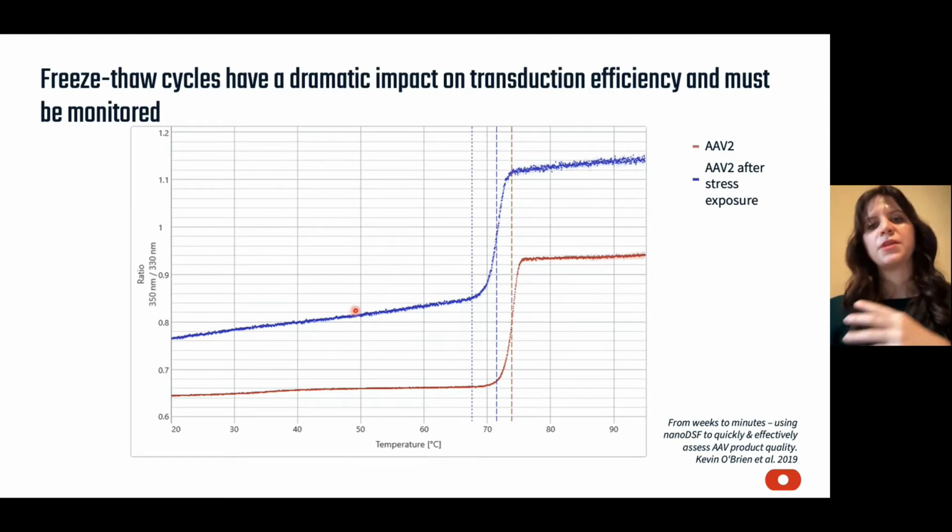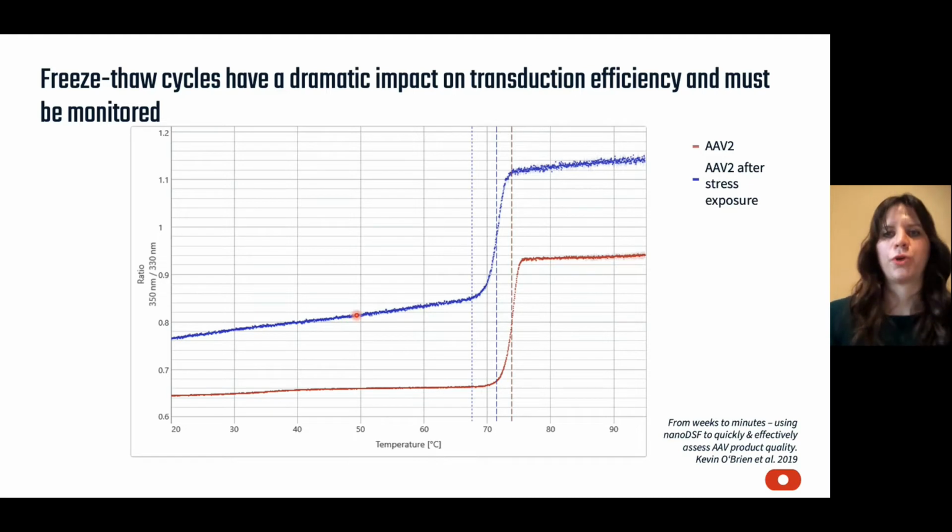And what that means is that this stress-exposed vector in general is just less stable compared to its native prep. We would expect that result, but it's very important for researchers to be able to evaluate how much stress exposure is tolerable for their long-term research goals.